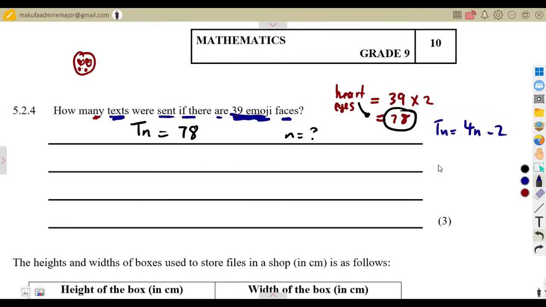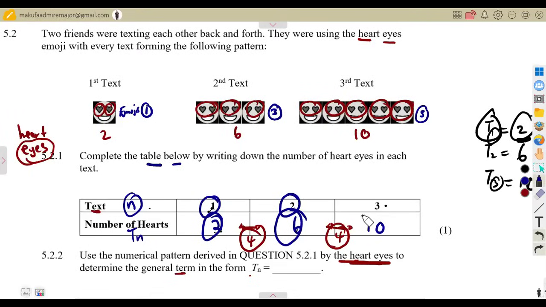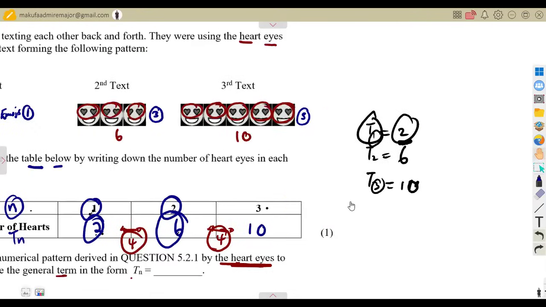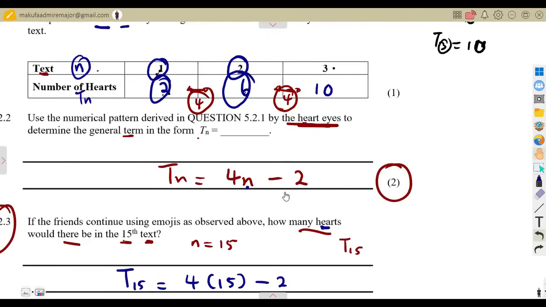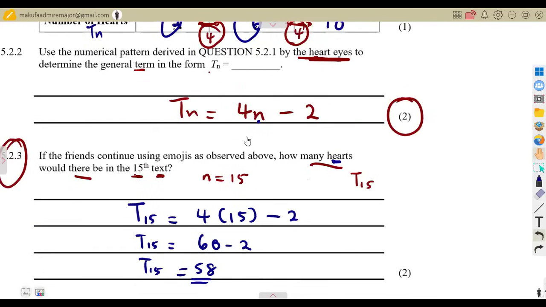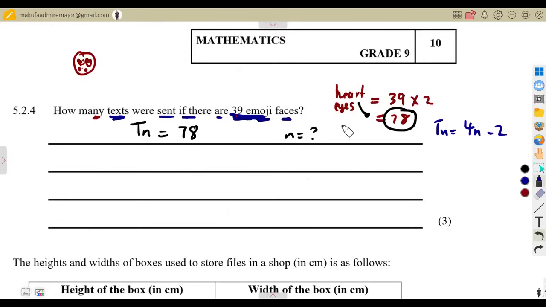Remember what we had from our previous question, simplification of Tn. We got that Tn is equal to 4n minus 2. So with this expression of Tn, now you need to find n. Given the Tn that is 78, you need to find n. So Tn is equal to this. So it means Tn, which is 4n minus 2, is equal to what? The same Tn is also equal to what? As a numerical value, it is equal to 78.